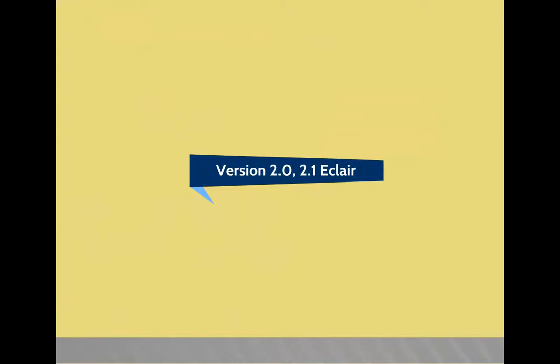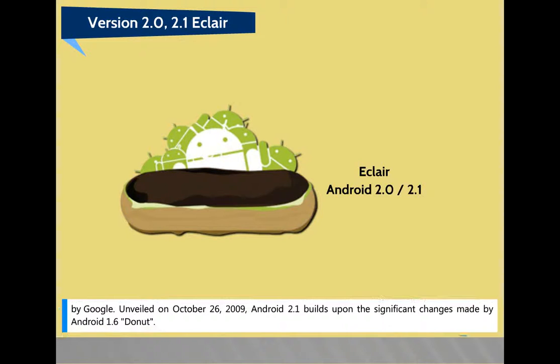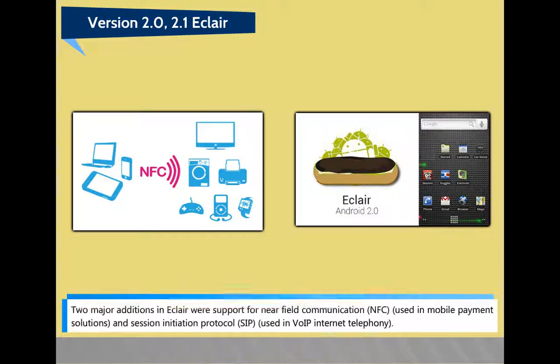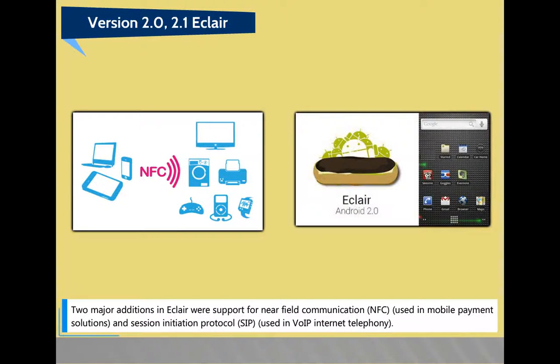Version 2.0 to 2.1 Eclair. Android 2.0 to 2.1 Eclair is a discontinued version of the Android mobile operating system developed by Google. Unveiled on October 26, 2009, Android 2.1 builds upon the significant changes made by Android 1.6 Donut. Two major additions in Eclair were support for near-field communication, that is NFC, that is used in mobile payment solutions, and Session Initiation Protocol, that is SIP, that is used in VoIP Internet telephony.